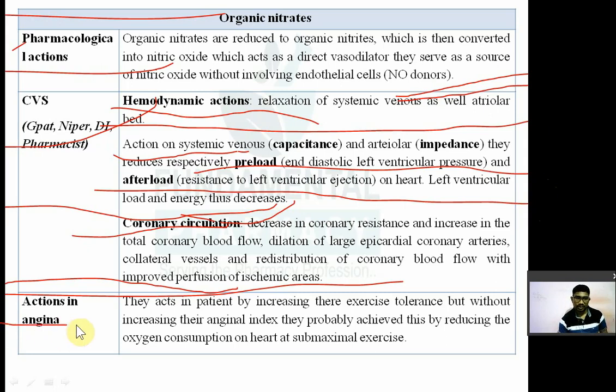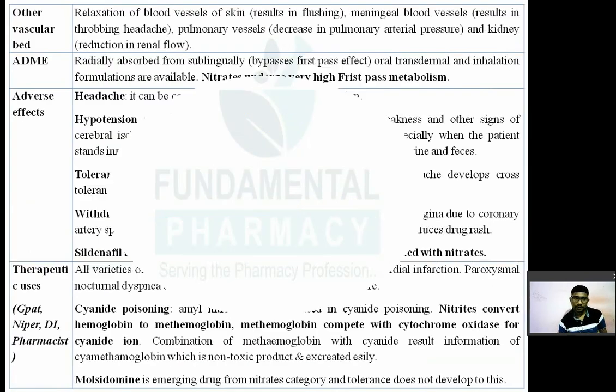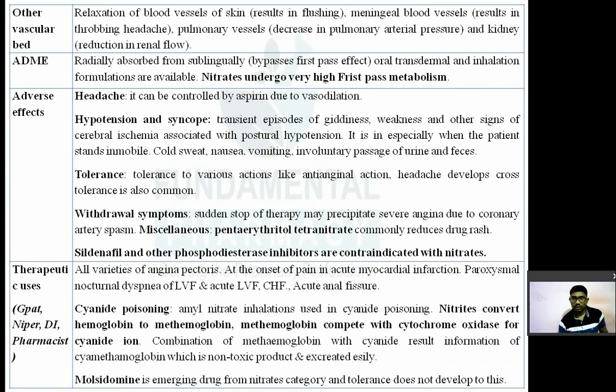Actions in angina: they act in a patient with angina by increasing exercise tolerance. Normally, a person with angina pectoris cannot exercise; as soon as they start exercising they get chest pain. These nitrates increase exercise tolerance without increasing the anginal index, probably by reducing the oxygen consumption of the heart during submaximal exercise. That's how organic nitrates work. A question can come on this: one of the following is not a mechanism of nitrates in angina. Option one, they reduce the preload. Second option, they reduce the afterload.